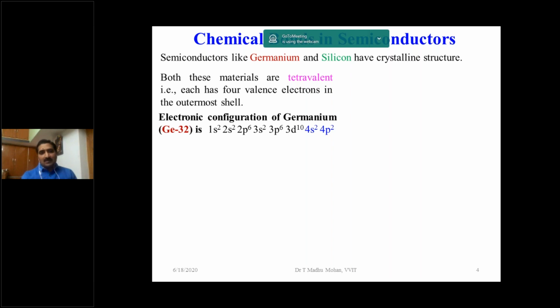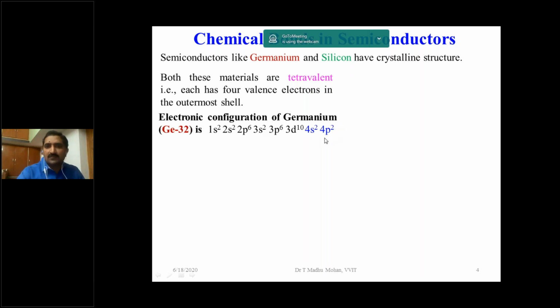Germanium has the atomic number 32. The electronic configuration of germanium is 1s2, 2s2, 2p6, 3s2, 3p6, 3d10, 4s2, 4p2. This is the general electronic configuration of germanium. We studied this in our intermediate also. Here 4p is not filled; it is not half filled, not completely filled.